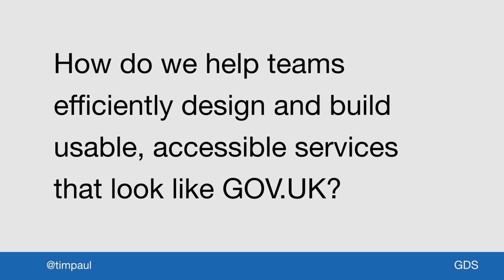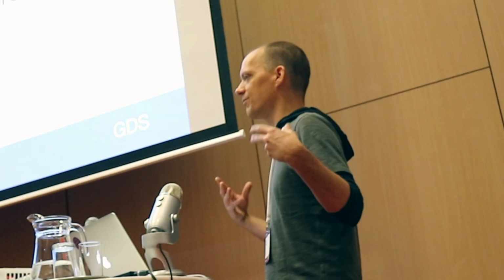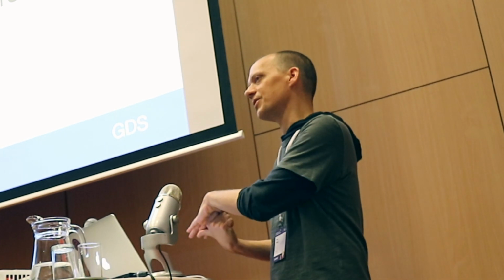And that gives us a big challenge, which you'll probably be familiar with yourselves, which is how do we help teams all around the country efficiently design and build usable, accessible services that all look like GOV.UK. And by look, I mean in the broadest sense, so not just visually, but work like GOV.UK, be as accessible as GOV.UK, be as usable as GOV.UK. This is the challenge.